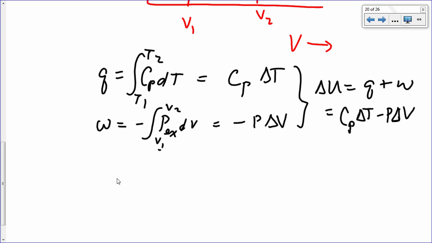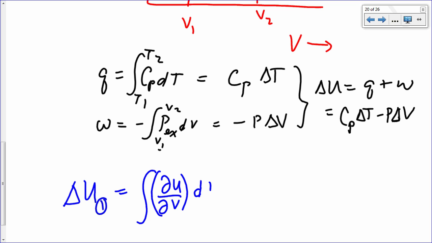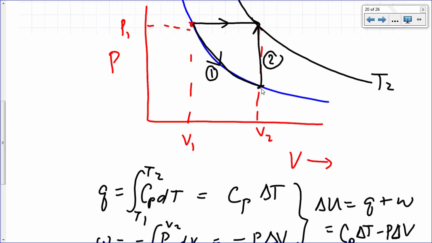Delta U for step 1 is just the integral of the partial of U with respect to V at constant temperature dV from V1 to V2, and we already know that that is 0 because this derivative right here we've already shown to be 0. So for isothermal expansion of an ideal gas, delta U is 0.